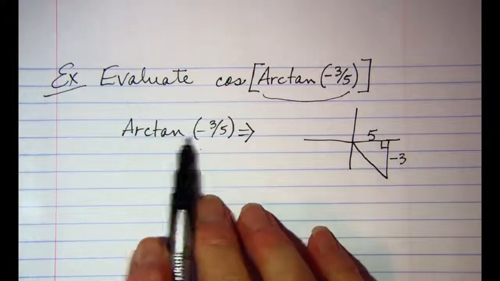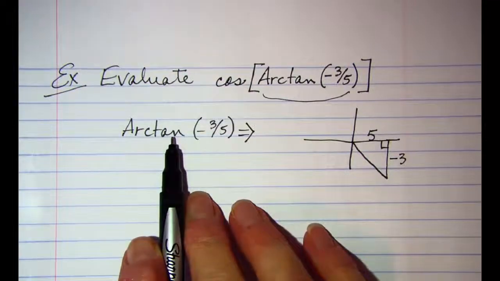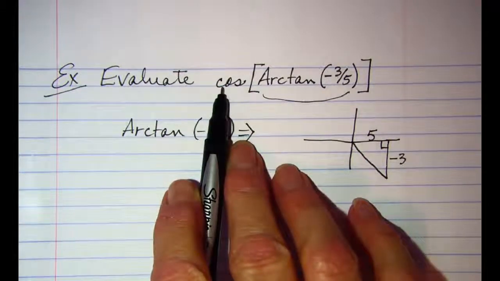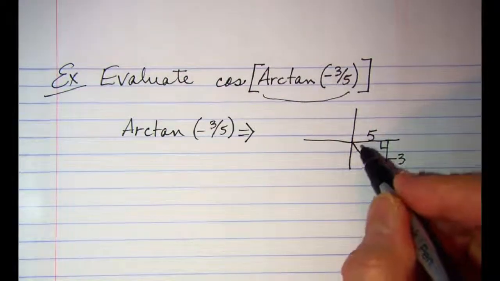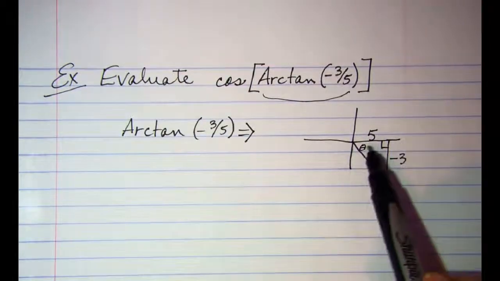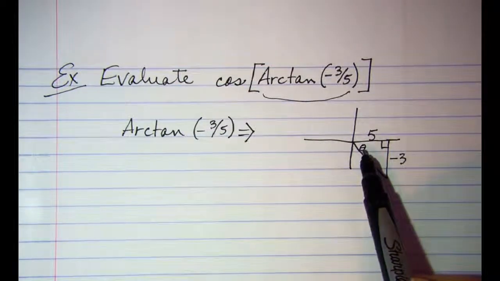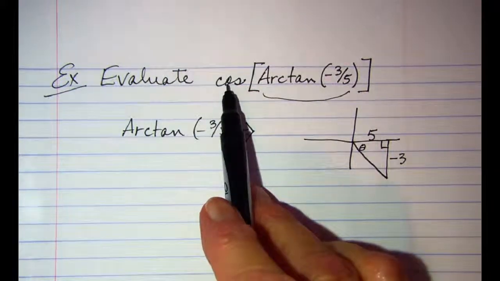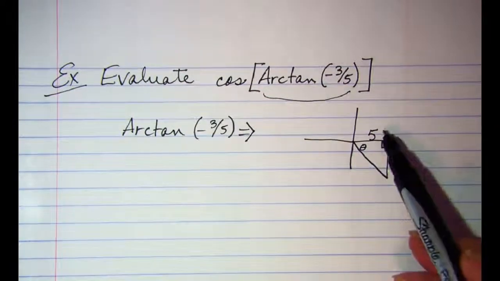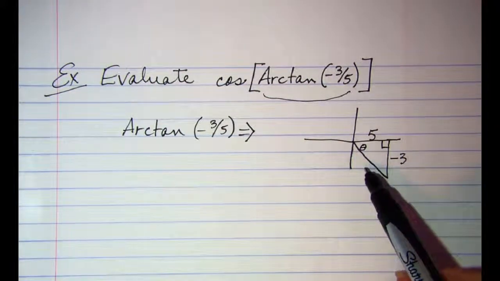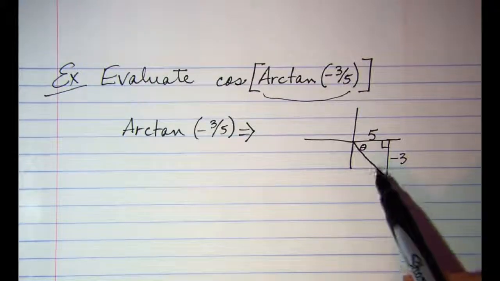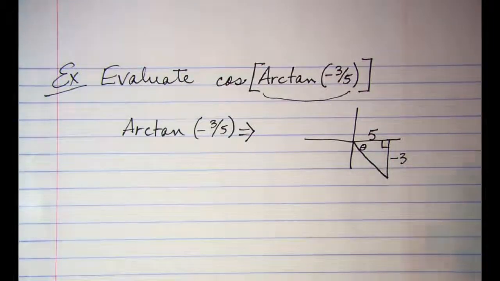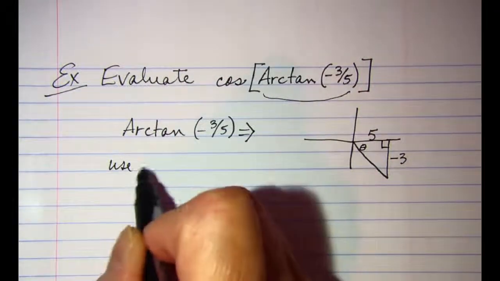Now we really don't need to find the angle because our problem continues on to ask us what is the cosine. Well, this is our angle right here, but we don't need an actual value for that angle because all I need is to find the cosine ratio. The cosine ratio is defined as adjacent over hypotenuse. So my problem still remains to find the value of the hypotenuse here. I can use the Pythagorean theorem.